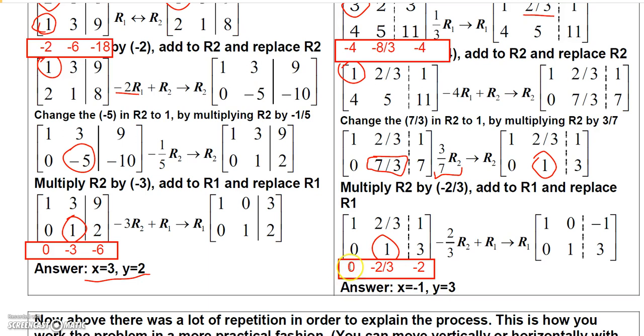And then if you add these to row 1, 0 plus 1 gives me a 1 right here. -2/3 plus 2/3 gives me a 0 here. And then -2 plus 1 gives me a -1 here. So now I have my answer. I know from row 1 that x is -1, and I know from row 2 that y is 3. So the solution here is x equals -1 and y equals 3.